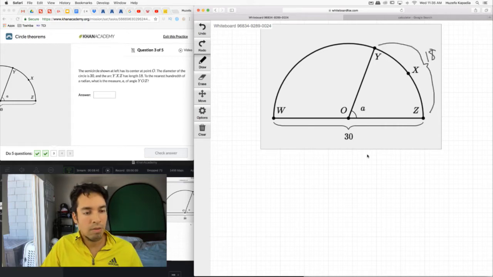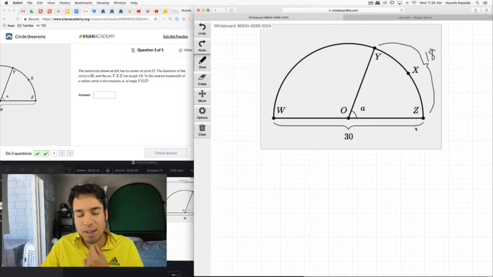To the nearest hundredth of a radian, and this is no calculator, so it's pretty tough. To the nearest hundredth of a radian, what is the measure A? What is the measure of angle YOZ? So we need to find this. Okay, let's see here. The diameter of the circle is 30, and we need this value. And they're telling us this is 18. So let's see how I can do this. Oh, I know how to do this.